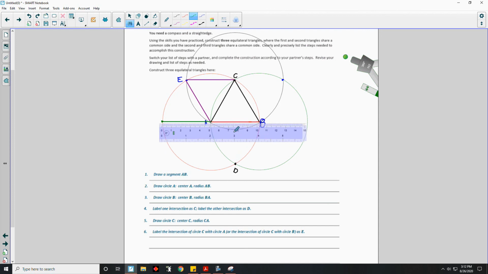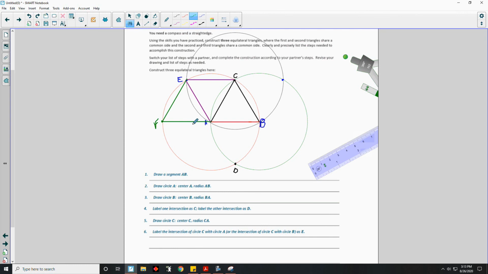Then I can put my ruler at that point, rotate it up to E, and draw my final side. So there are 3 equilateral triangles. My original is ABC. My second one was ACE, and it shared side AC. And then they said to make a third triangle that shares a side with the second. So I have triangle AE, how about F?